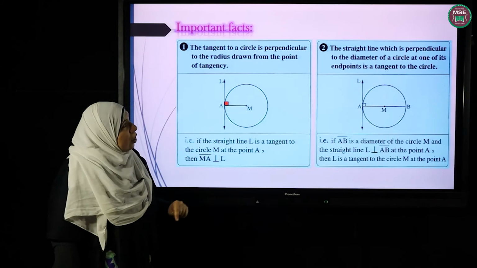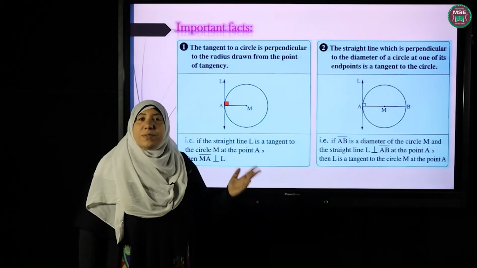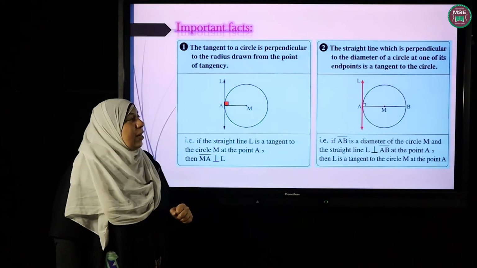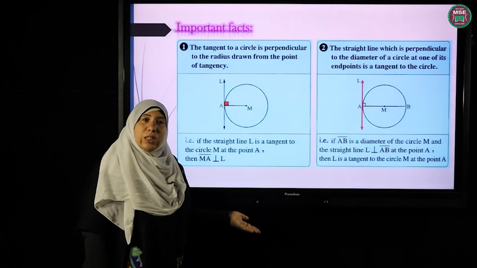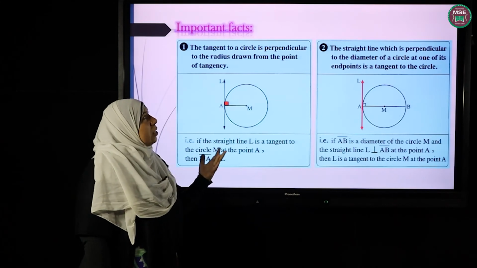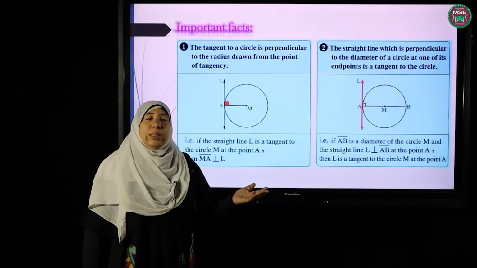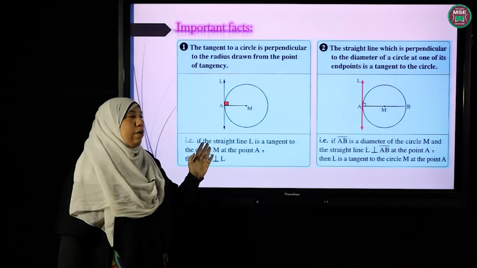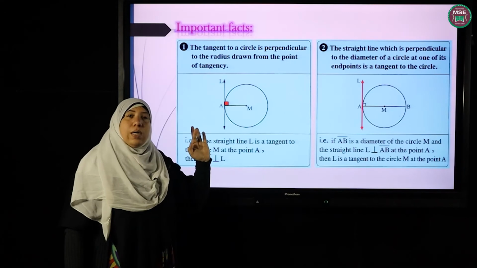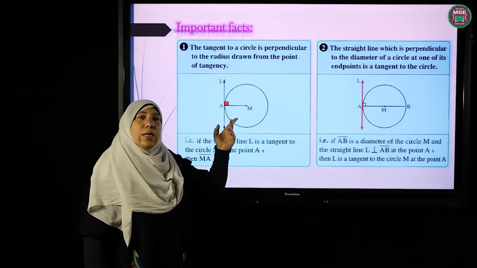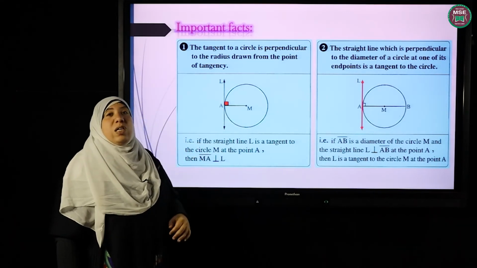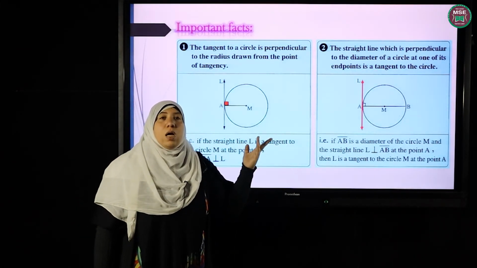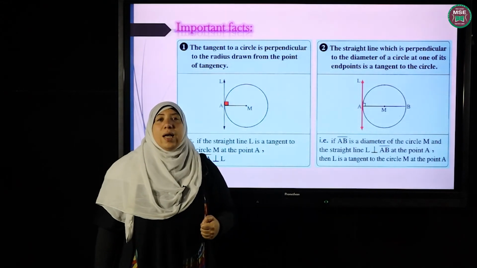Another remark, the straight line which is perpendicular is vice versa, it will be a tangent. So this line is a tangent if these two remarks are the same. But the difference here is what is the given and what is the required. If they say that AL is a tangent, I will say that MA is perpendicular, and vice versa. If the given is MA perpendicular to the line L, I can say that this line is a tangent.